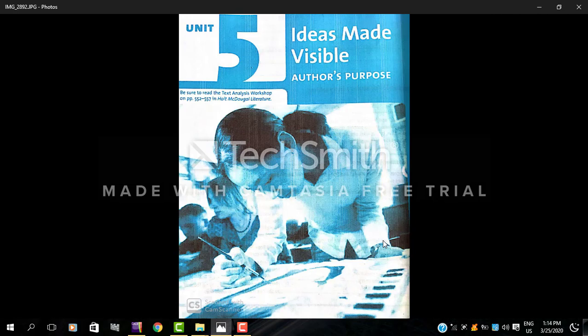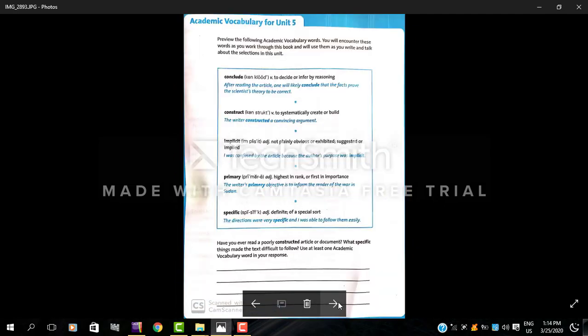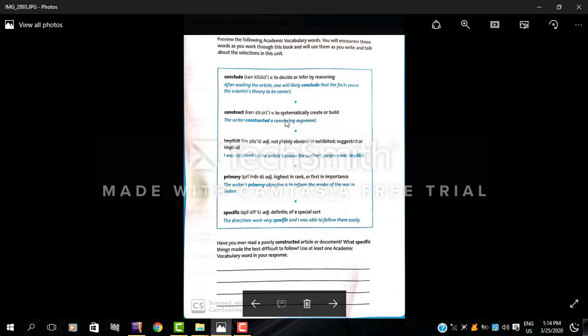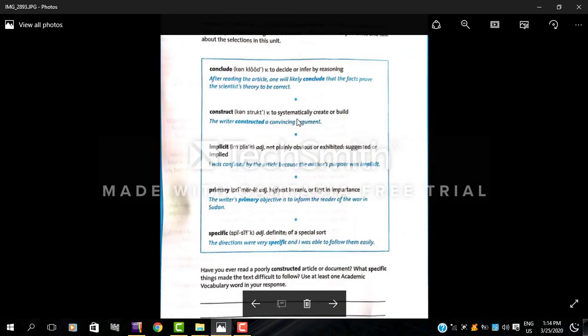Yes, if you move to the next page, we will deal first with some vocabulary. This is the academic vocabulary for unit 5, and these words will help us while reading this section together. The first word, as you can see, is conclude. What is meant by this word conclude? To decide. So I want you just to underline or highlight decide. After reading the article, one will likely conclude that the fact proved the scientist's theory to be correct. After reading this article, this piece of writing, one will decide. So when you decide something, you conclude it.